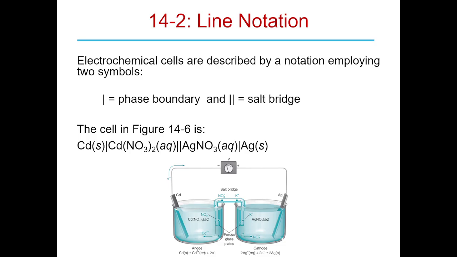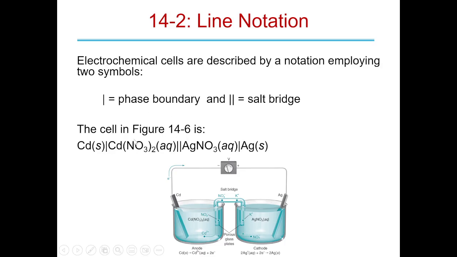Electrochemical cells are going to be described by notation that employs two symbols. We have our phase boundary. This could be a physical separation, but most often this is going to be a phase boundary, okay? And it's a single line. The salt bridge will be your double line.